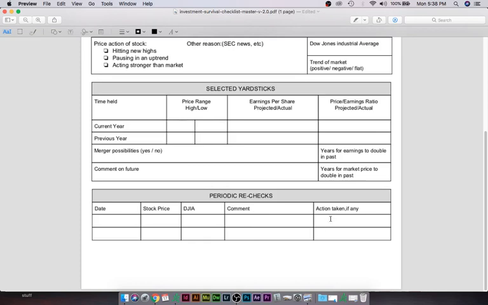And then actions taken, well, self-explanatory. Did you buy more? Did you sell some? Did you look into or get some more professional advice on trading said ticker and what their opinions were? Anything of that nature you can also put right here on actions taken.